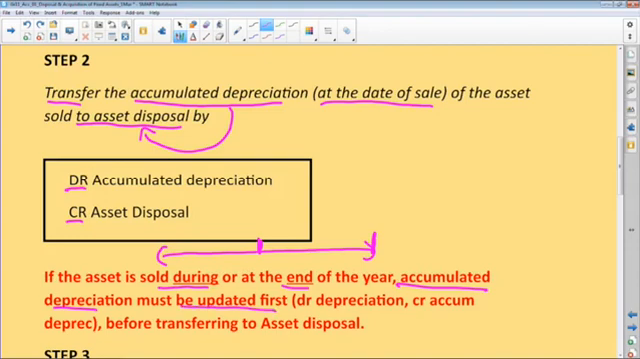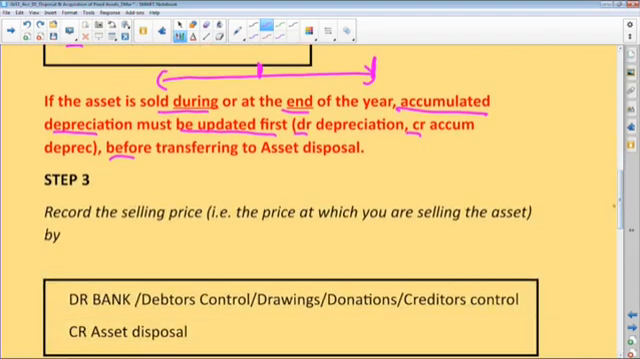Okay, so how do we update accumulated depreciation? You're going to debit depreciation and you are then going to credit accumulated depreciation before you transfer to asset disposal. Okay, with me. Right, the next step, step number 3, we're now going to record the selling price. In other words, the price at which we are selling the asset for.